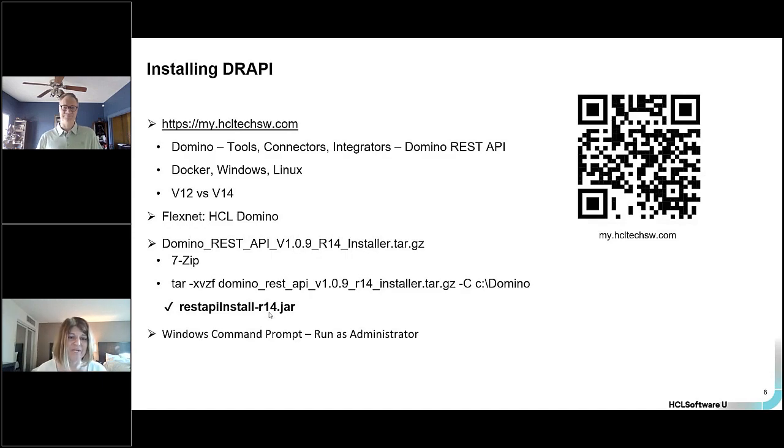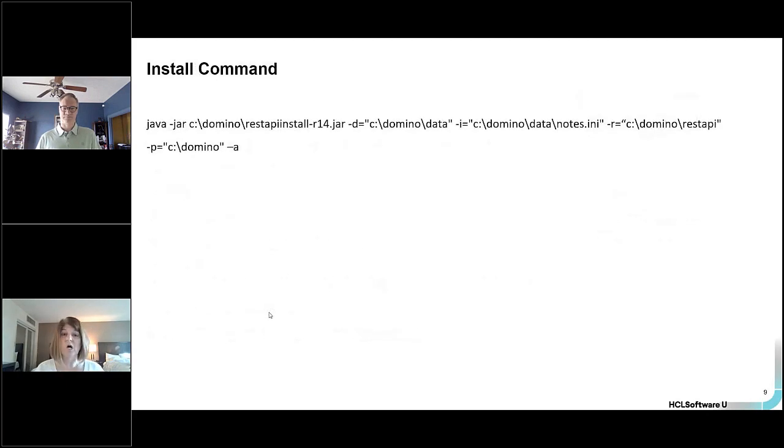Totally get that. But the reason that it is a Windows command prompt install is because HCL wanted this to be consistent with both the Windows and Linux platform. So that's why we're doing this through a command line interface. In order to install the REST API using that REST API jar file, you need to run a command.